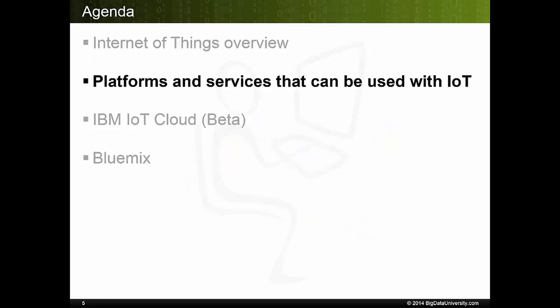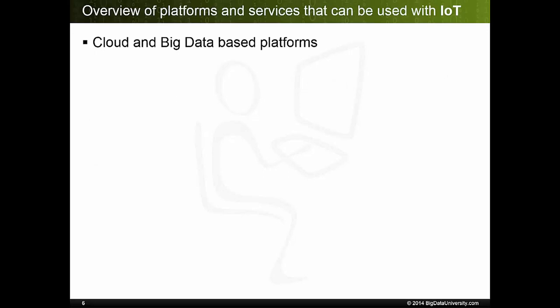Platforms and services that can be used with IoT. Using cloud and big data-based platforms and services, we can intelligently store and apply interesting analytics to this data. We can use a service such as Bluemix, IBM IoT Cloud, Bluemix servers. For example, we can use the Analytics Warehouse and the Analytics Forward Loop to apply text analytics. We can also use MongoDB and Cloud to store data. And we can use Twilio Cloud Communication Service to send text messages and make phone calls.